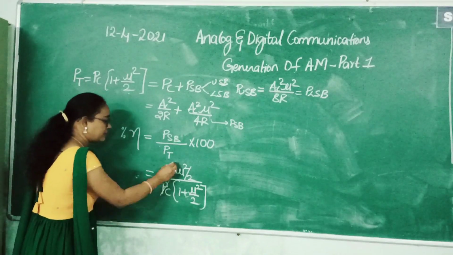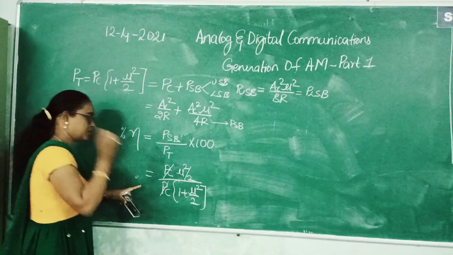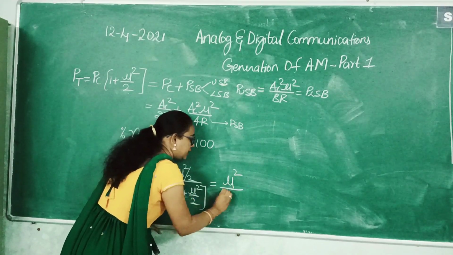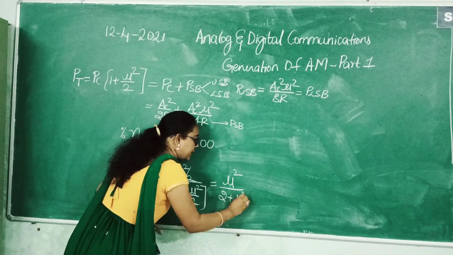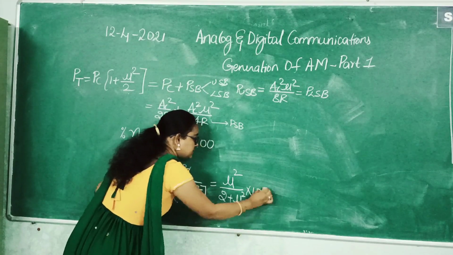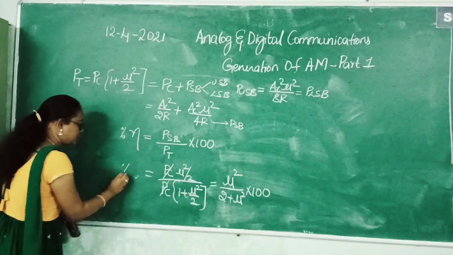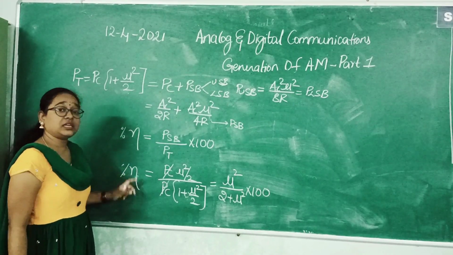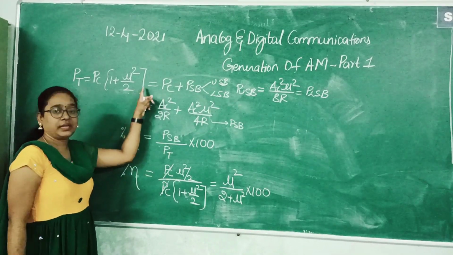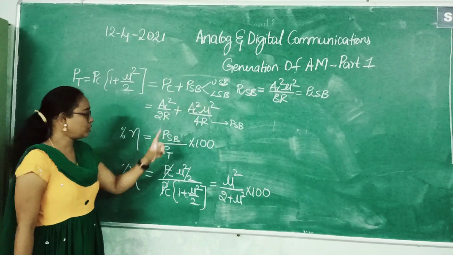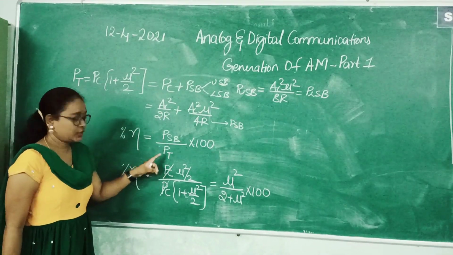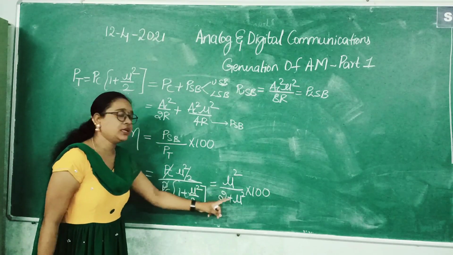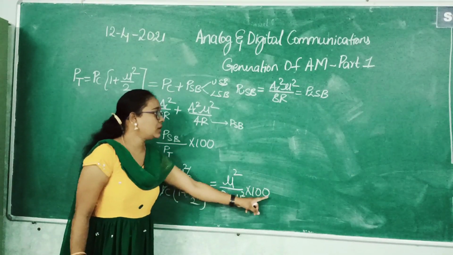The carrier power cancels out. What is left is mu square by 2 plus mu square, into 100. This is the percentage efficiency. Why am I calling it efficiency? Because it is the useful power in AM, that is the power in the sidebands. So sideband power to that of total power, and the percentage efficiency is mu square by 2 plus mu square into 100.